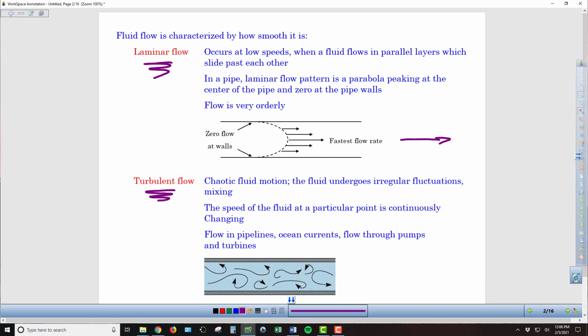Versus turbulent flow, if we think about the ocean, when you've got waves crashing, the movement of the flow is chaotic. It's undergoing irregular fluctuations. The speed is changing all over the place. It's pretty much impossible to predict.